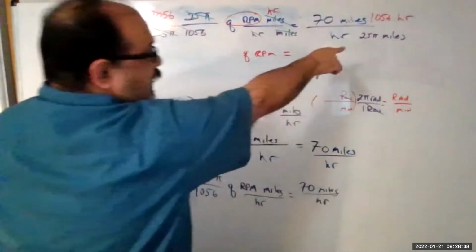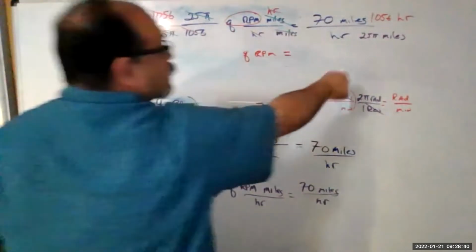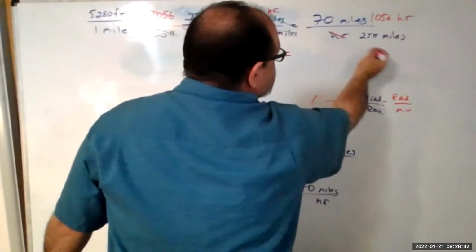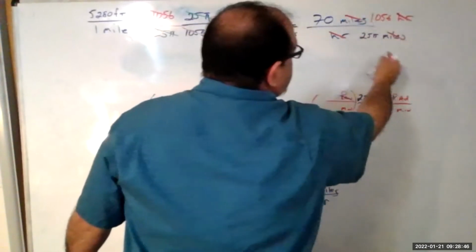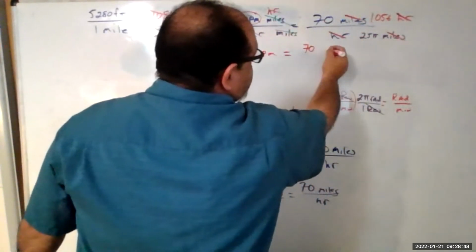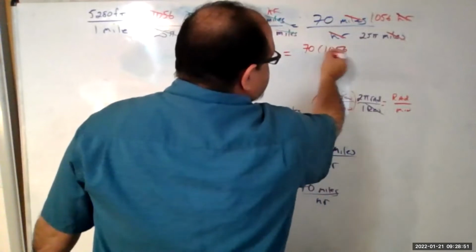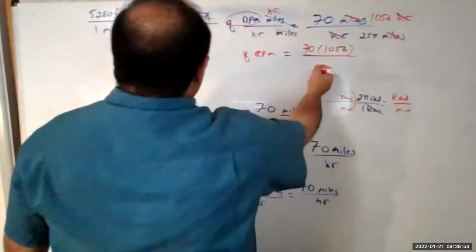In order to make that happen, and over there, we end up with hours reducing, we end up with miles reducing, and we end up with 70 times 1,056 over 25 pi.